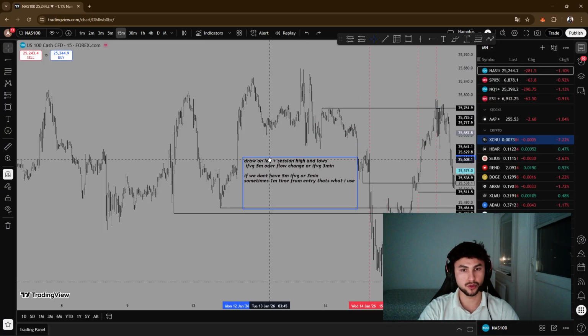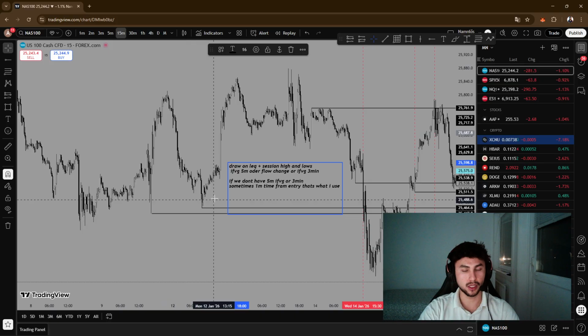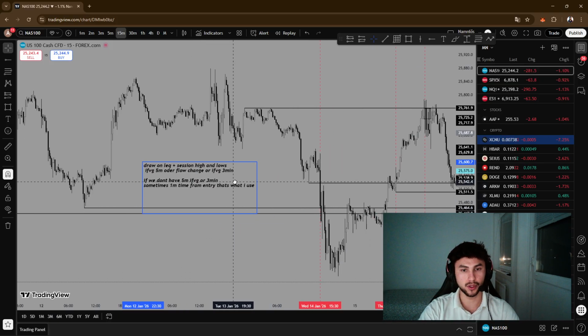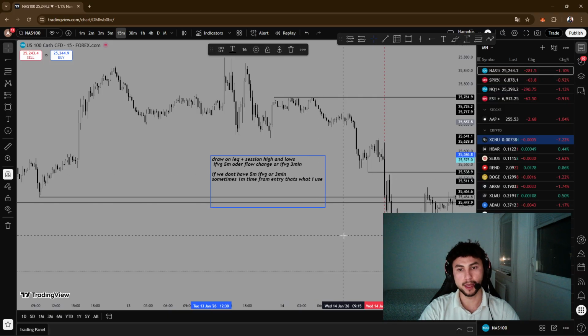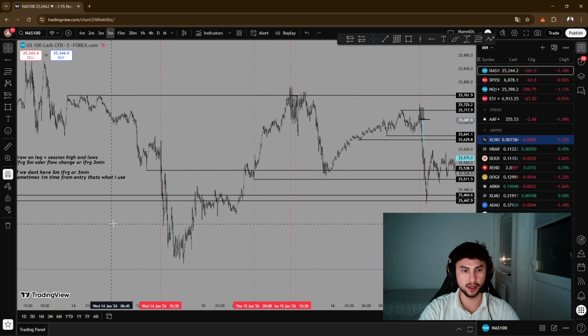Because we trade off of draws on liquidity and session highs and lows. We took out session low, London, where Asian was already taken out, which takes out a bunch of draws on liquidity. That means only one thing: the price wants to go higher. Now, what are we looking for? We're going to go on a 5-minute time frame and try to find some kind of entry.